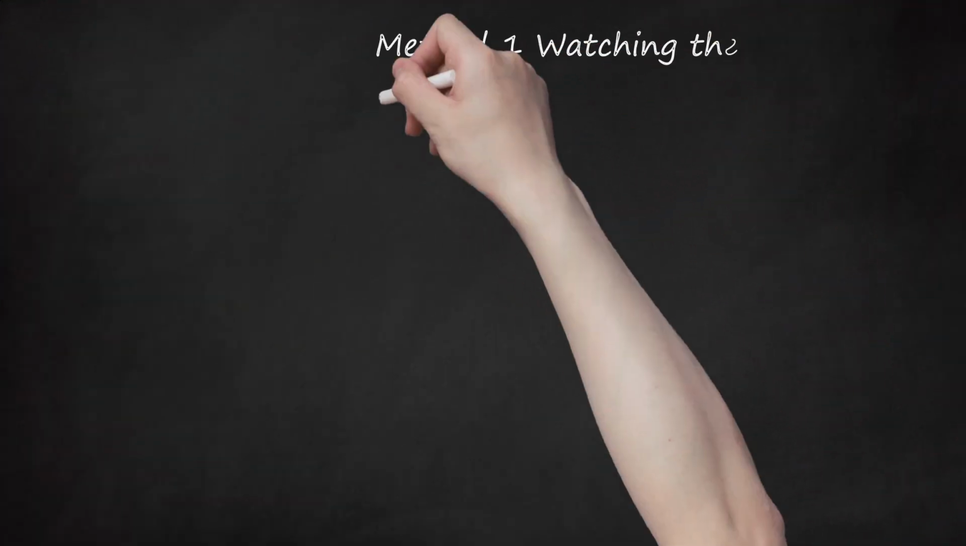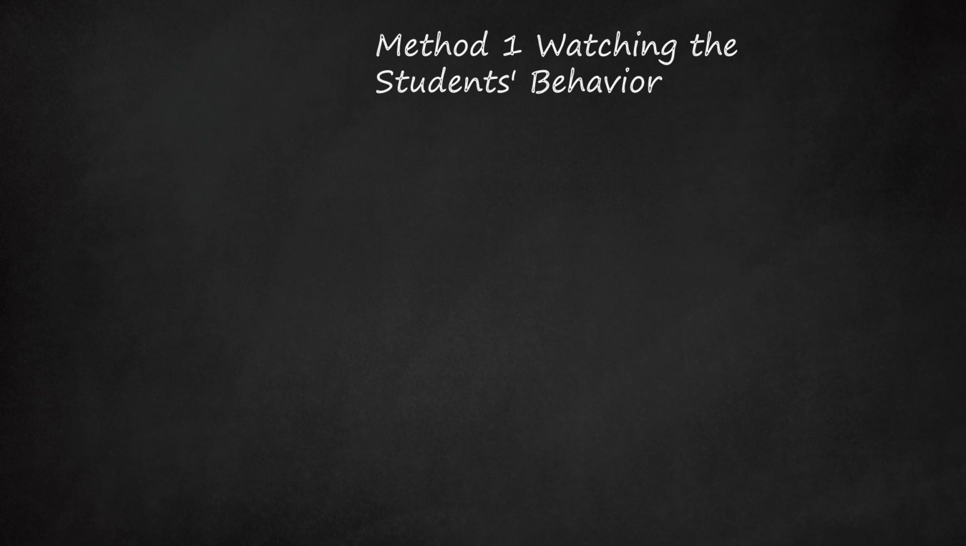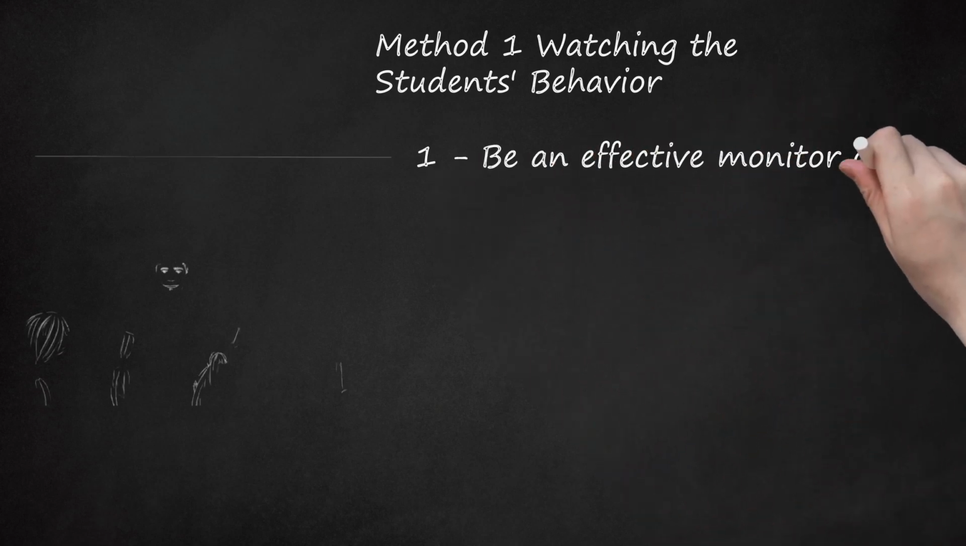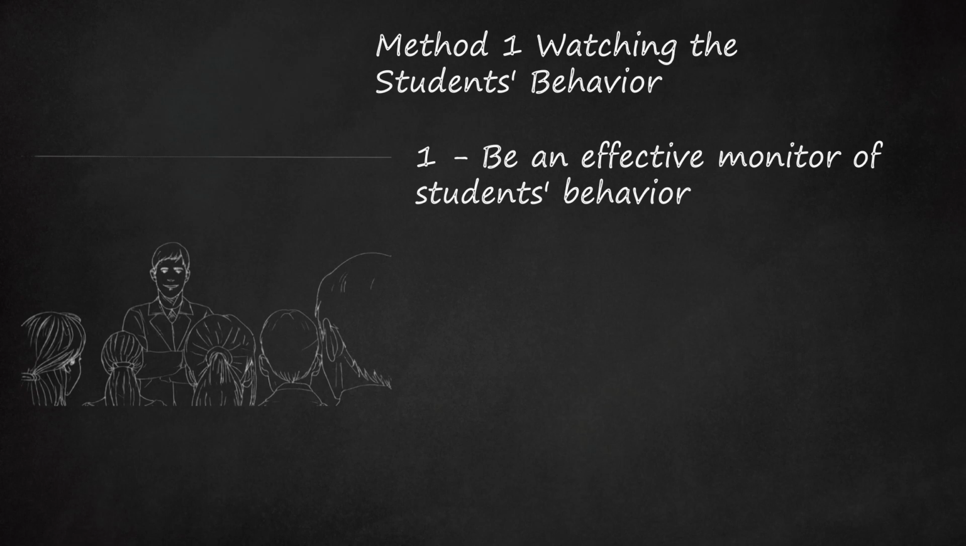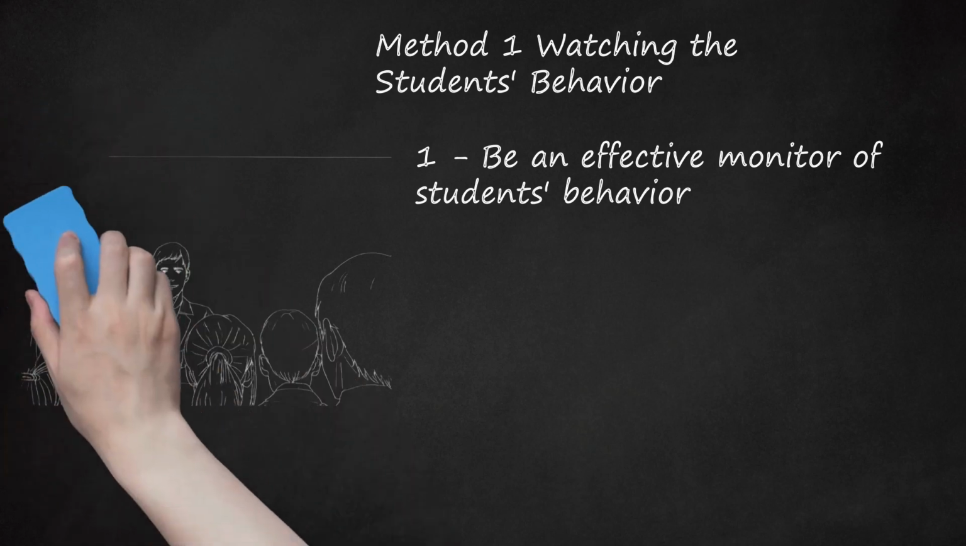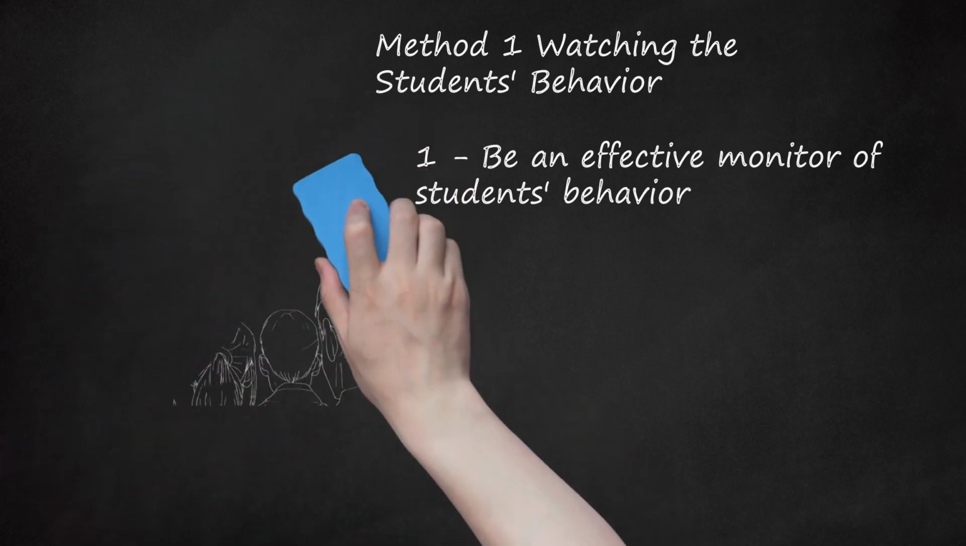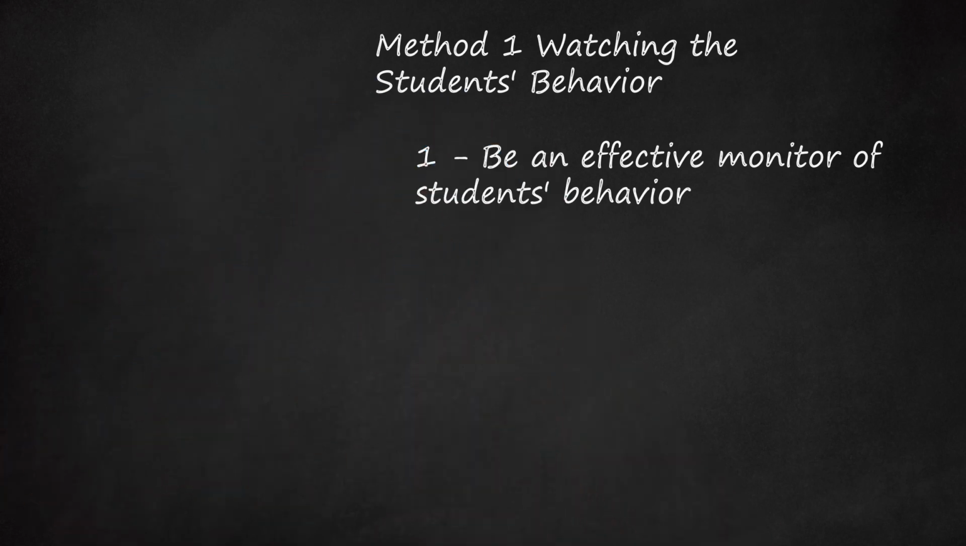Method 1: Watching the student's behavior. 1. Be an effective monitor of students' behavior. This is because it will put pressure on students to comply with the classroom rules and procedures since they know they are being watched. This strategy is a preventative strategy, meaning that it will help prevent negative behavior from occurring. Intervene immediately if one student is bothering or bullying another. Students may act out if they feel that you aren't paying enough attention to them.